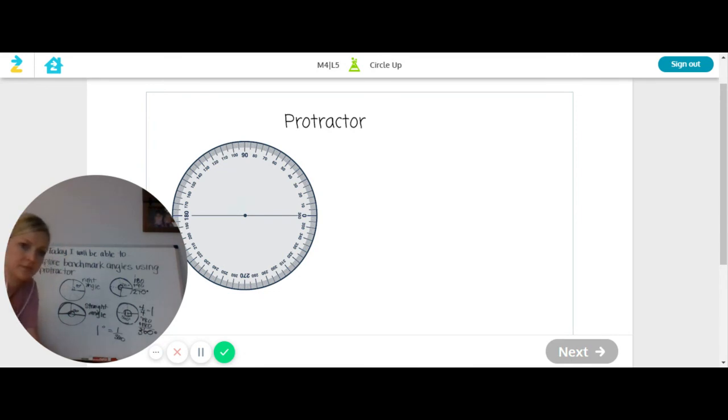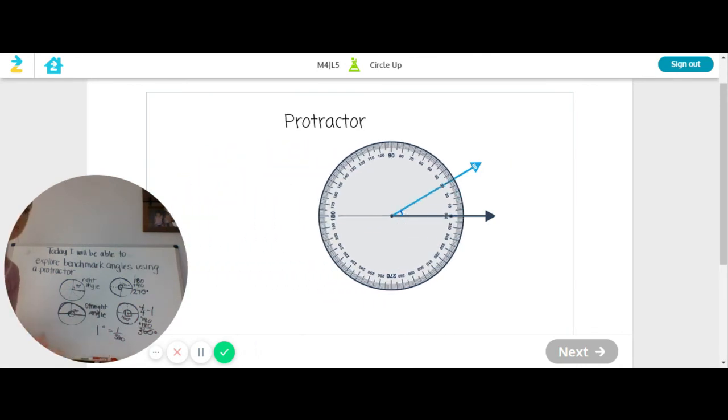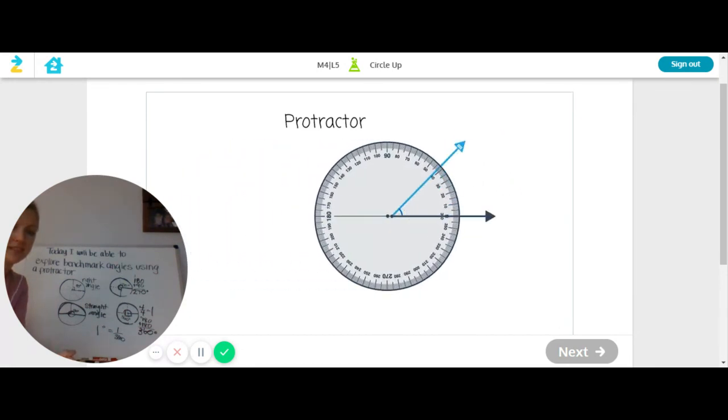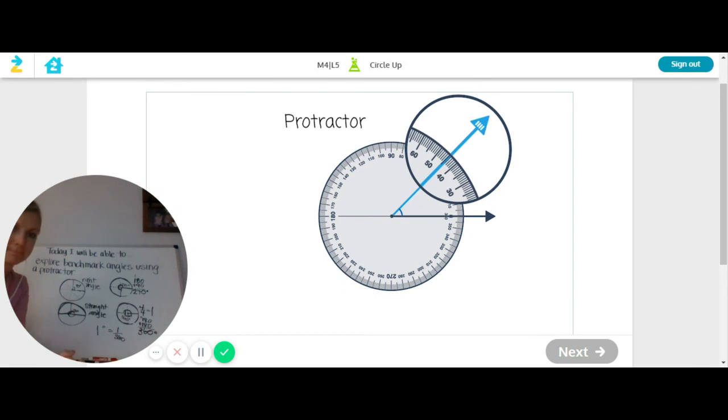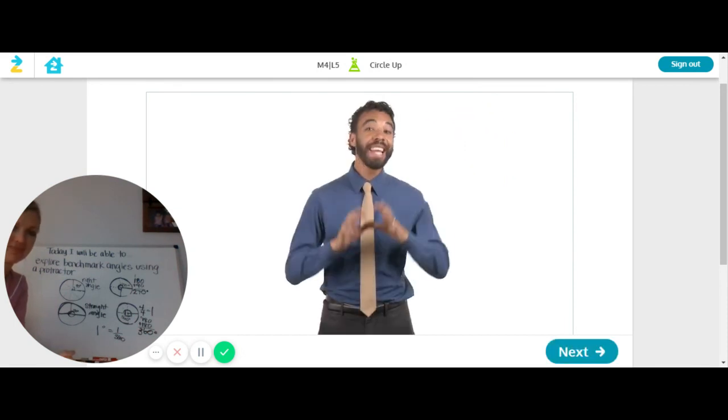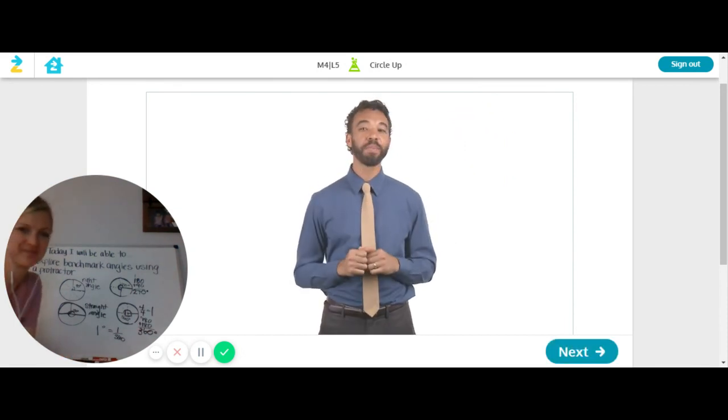The protractor has a line from 0 to the center. This is the 0 line. It's the starting point from where we measure angles. If we line up the vertex of the angle with the center of the protractor, we can measure an angle like this. This angle is 30 degrees. This angle is 45 degrees. Now it's your turn. Try it out.